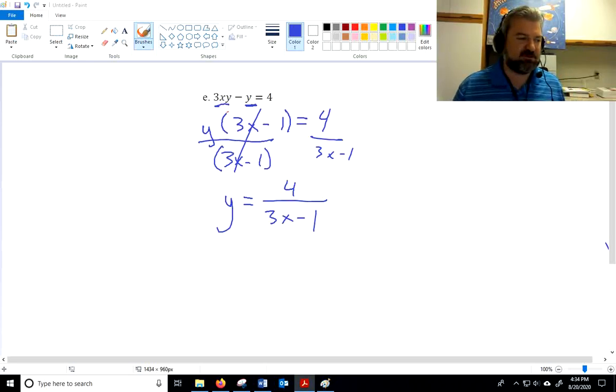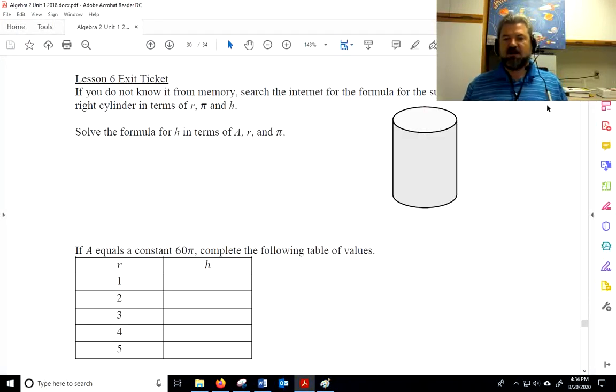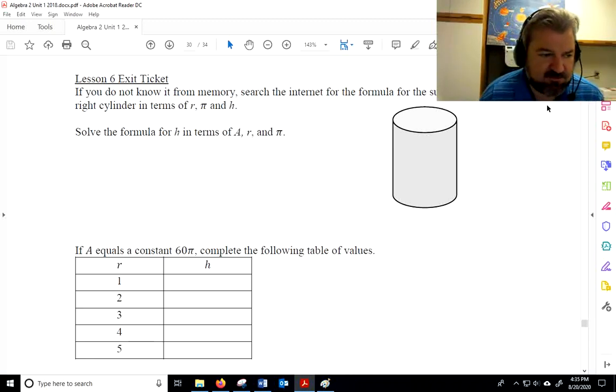I want you please to go ahead and check out this lesson's exit ticket, something to contemplate. I want you to look up the surface area of a right cylinder, manipulate the equation, and see if you can answer those different values and kind of experience using the benefit of a manipulated equation. I'll leave that to you, and until next time, take care.